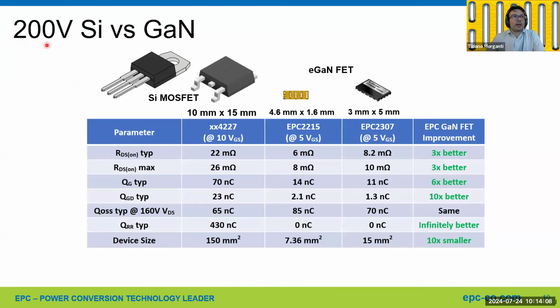So in terms of comparison, a very widely used silicon device compared to our GaN. So we can consider this 200 volt silicon MOSFET, and you can see the RDS-on in our EPC2215, which is widely used, or also the new QFN EPC2307, which turns out to be a very good device for Class-D audio. So you can see RDS-on is 3 times lower, gate charge is 6 times lower, and also we don't have reverse recovery, and the output capacitance is similar to the silicon device, and the size of the device is much smaller.